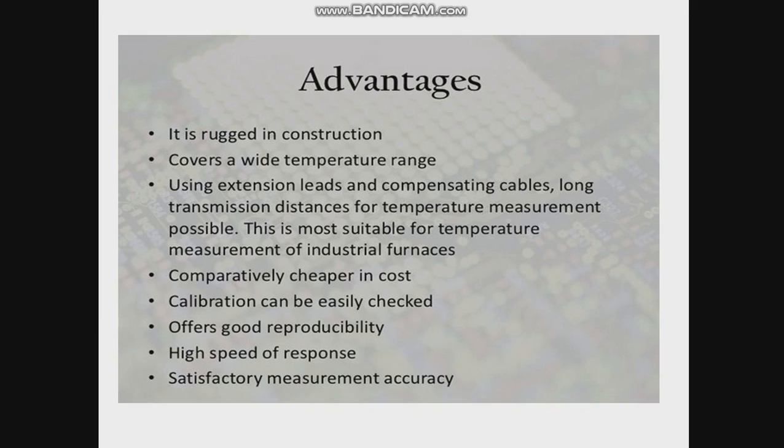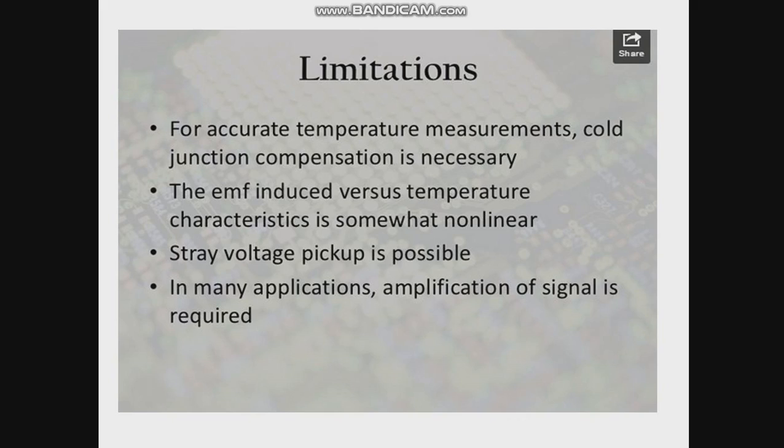Advantages: it is rough in construction, covers a wide temperature range using extension leads and compensating cables, and long transmission distance for temperature measurement is possible. It is most suitable for temperature measurement of industrial furnaces, comparatively cheaper in cost, calibration can be easily checked, offers good reproducibility, high speed of response, and satisfactory measurement accuracy.